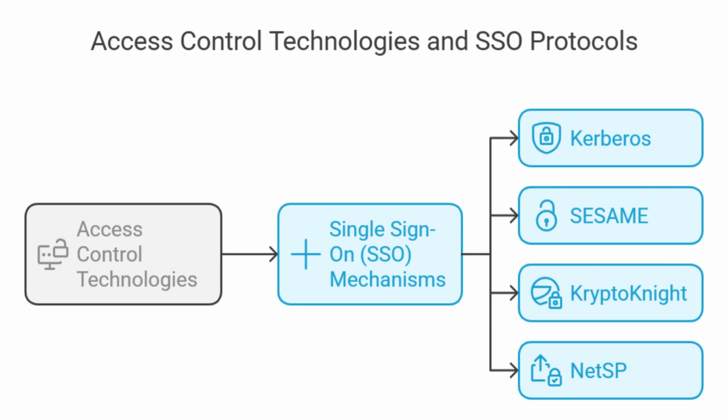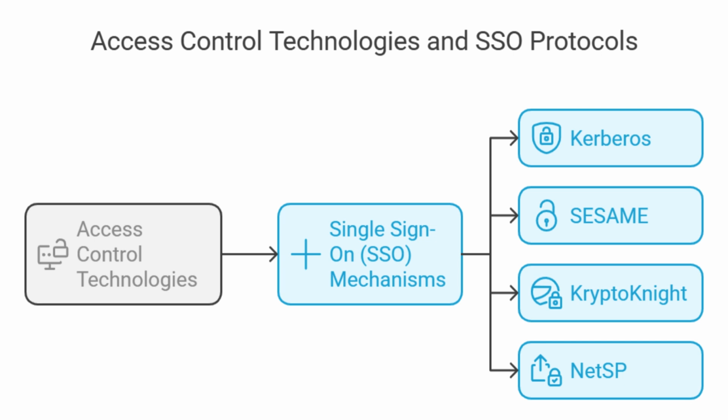Alright, now that we have covered how users are identified, authenticated, and authorized, let's talk about the technologies that make all of this work in the real world. Every organization, from small businesses to global enterprises, relies on access control technologies to ensure that only the right people can access the right resources at the right time.